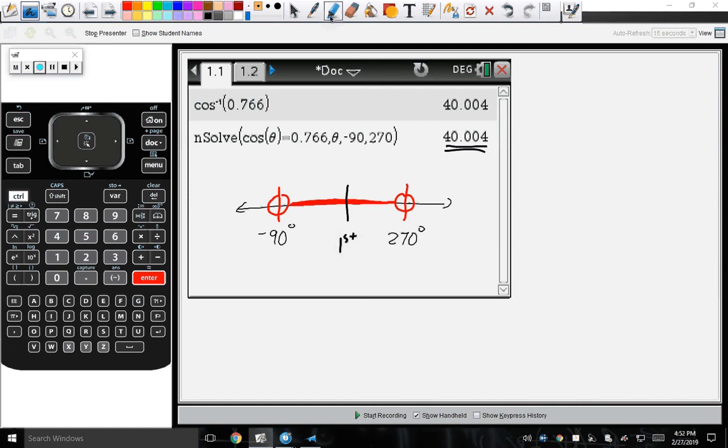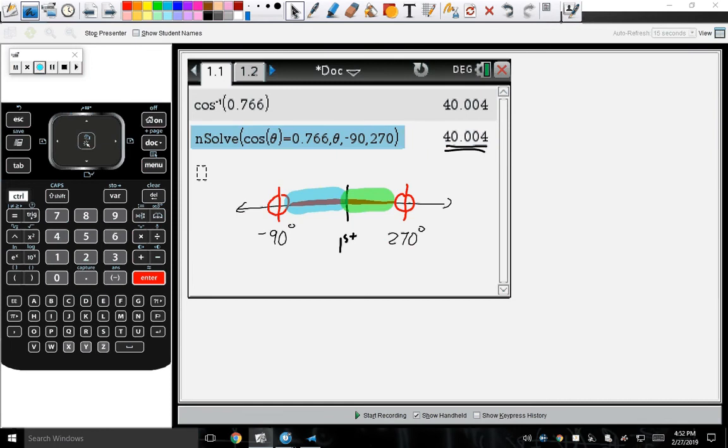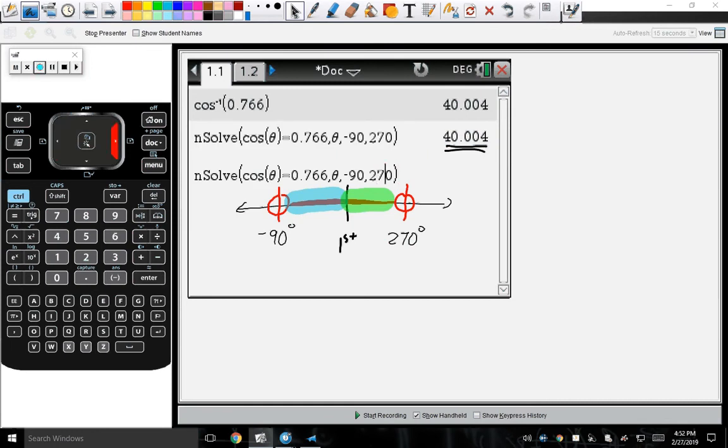Now our second answer will exist either to the left or it'll exist to the right of that number that they gave us first. And now with our calculator we can check. Let's check the one to the left. So let's go up, press Enter to copy, and we're going to say negative 90 all the way to a little bit less than 40.004. So we can say like negative 90 to about 39.